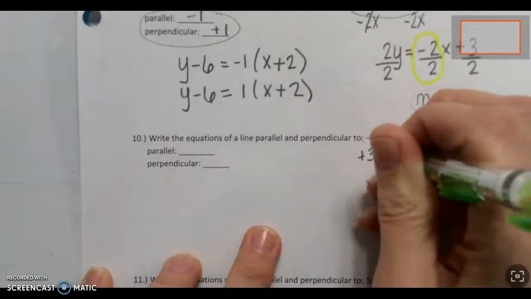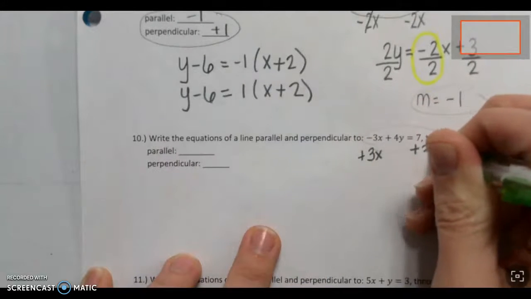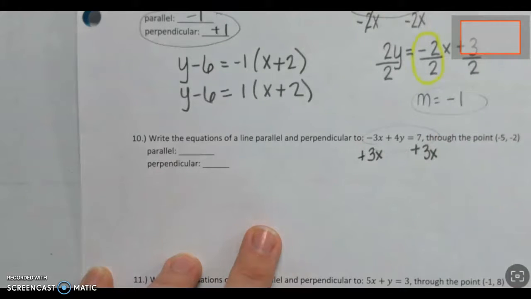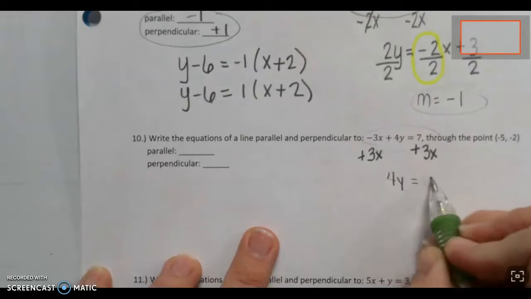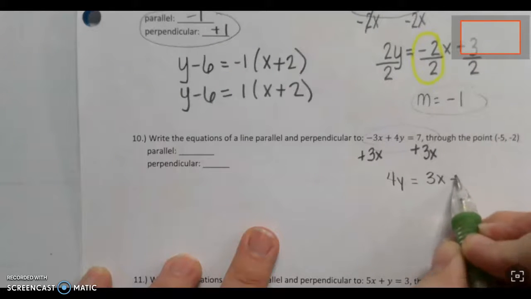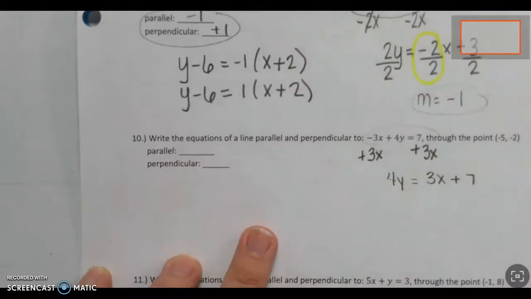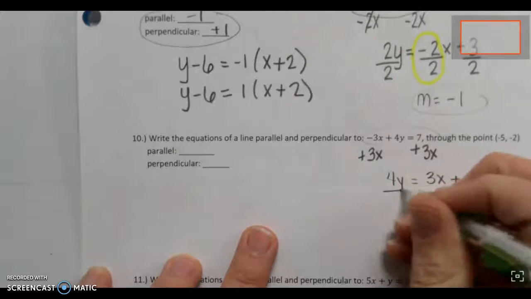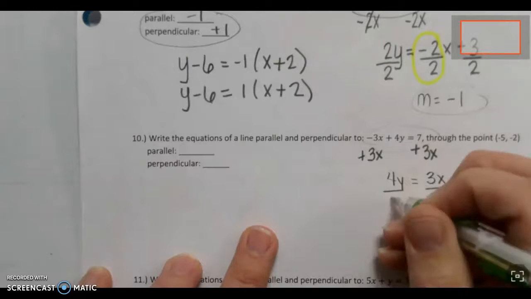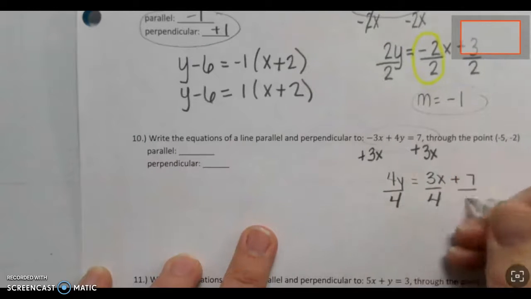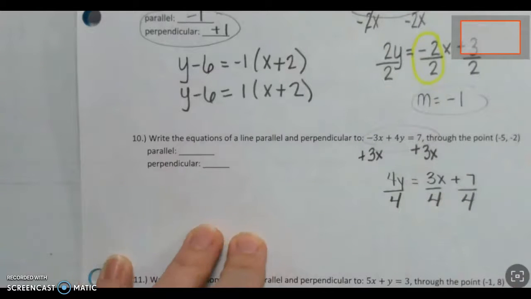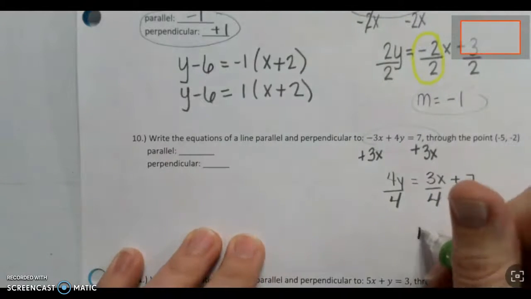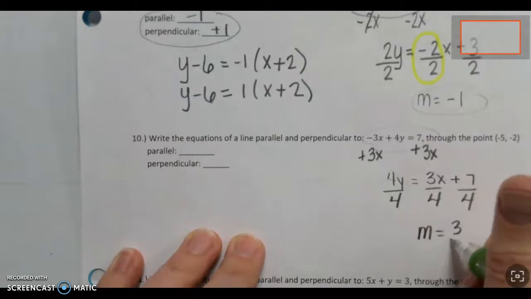Okay, here we go. Plus 3x, plus 3x, 4y, we have a 3x and a 7, divide by 4 on all three parts. So my slope here, I can steal it out. My slope is 3 over 4.